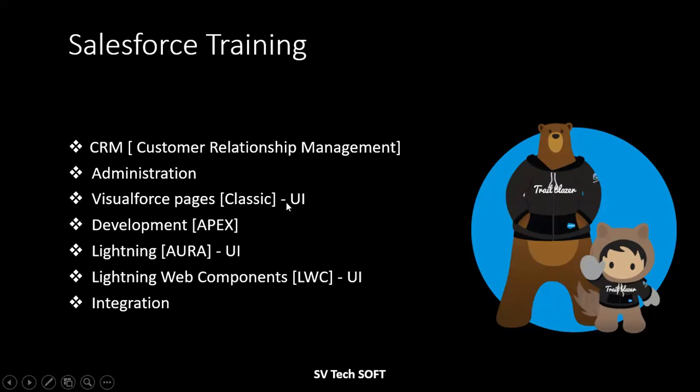The Salesforce UI is classified into two categories. One is Classic, another is Lightning. Classic is the older version, Lightning is the newer version. Classic is mostly compatible with desktop, not compatible with mobile. But Salesforce came up with Lightning, Aura, and Lightning Web Components. These are compatible with any device. Whether you are using mobile, tablet, or desktop, the functionality behaves the same.